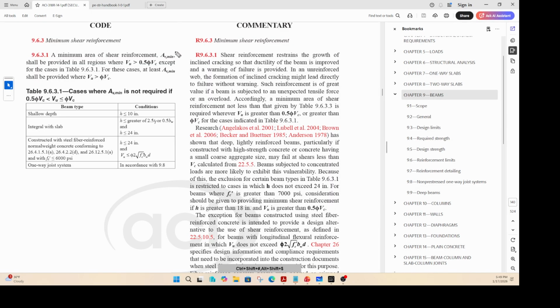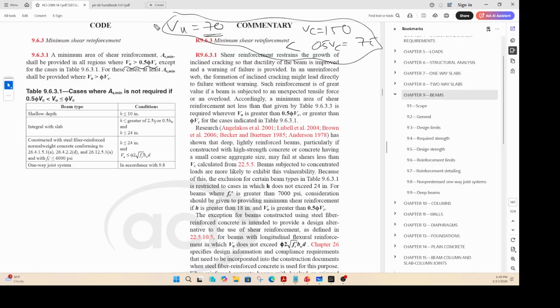Okay, but if your Vu is greater than half of Vc, then you need to provide it. Let us say the factored shear is 70, and Vc is, let's say, 150, so 0.5 times Vc is equal to 75. Now Vu is less than half of Vc, correct? In this scenario, you don't have to provide any minimum shear reinforcement.